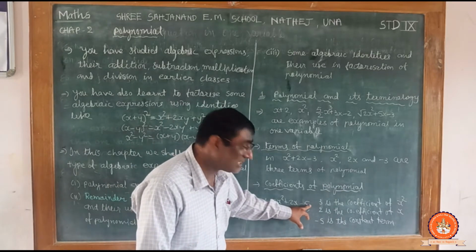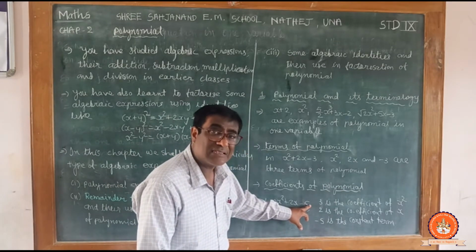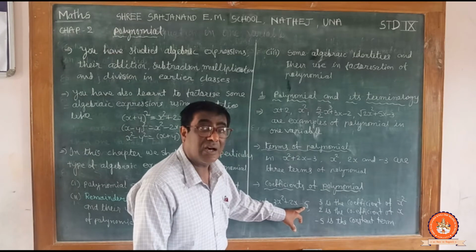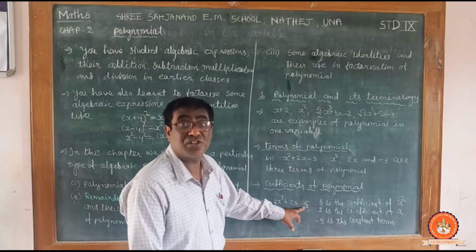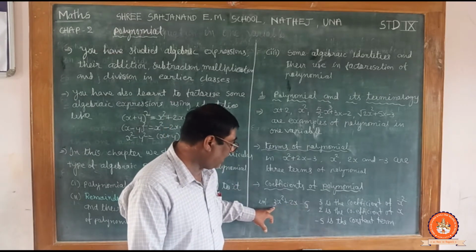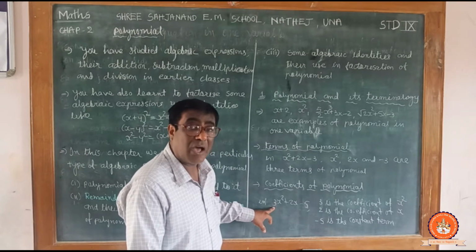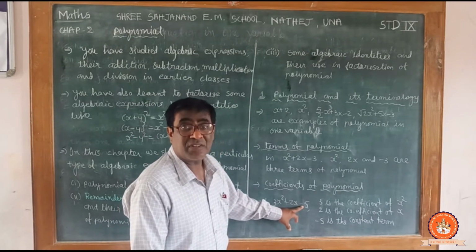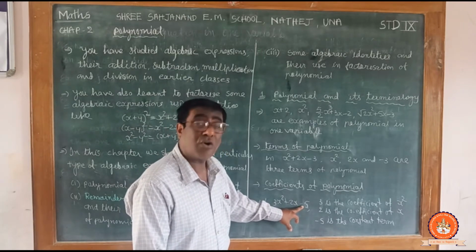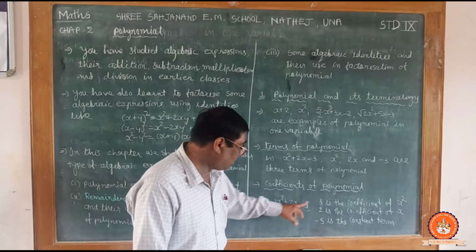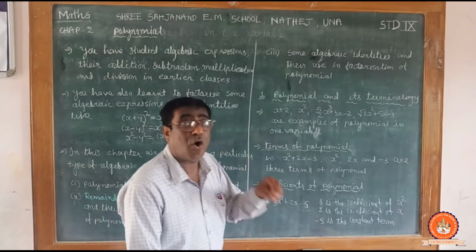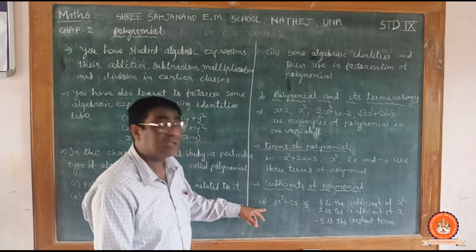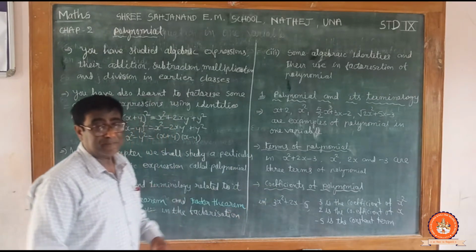Where there is no x, the number alone is known as a constant term. So 3 is the multiple of, means the coefficient of, x square, 2 is the coefficient of x, and minus 5 is the constant term. So these three are the coefficients of this particular polynomial. Okay.